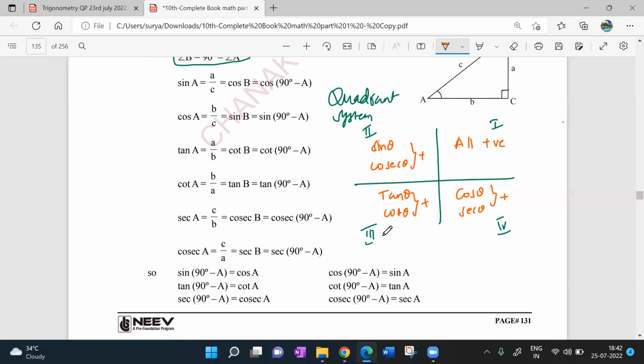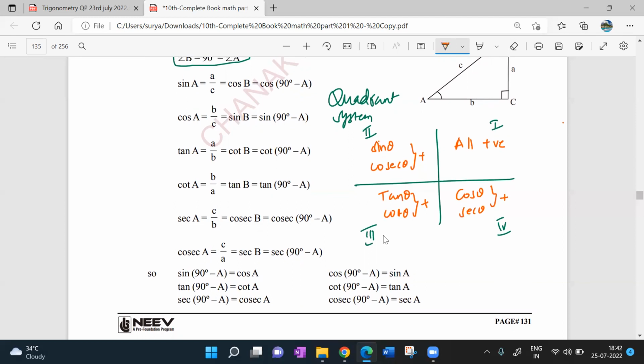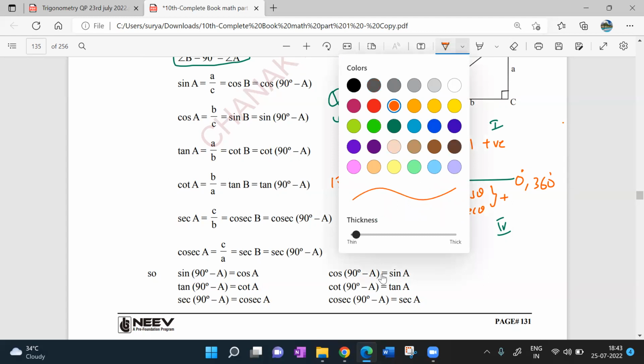Sir, what is this? This is the quadrant system. This is 90 degrees. This is 180 degrees. This is 270 degrees. This is 0 degrees, in fact 360 degrees. Any doubt till this? Guys, till this, any doubts? No. So this is what we have. I'll tell you now the story.